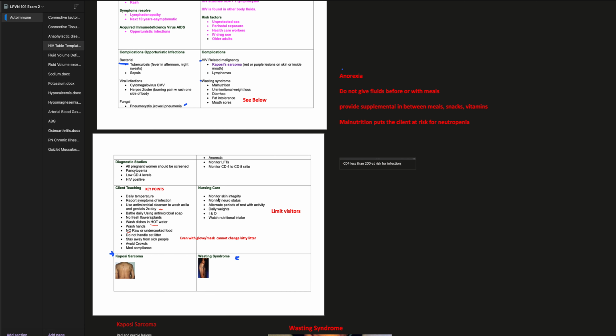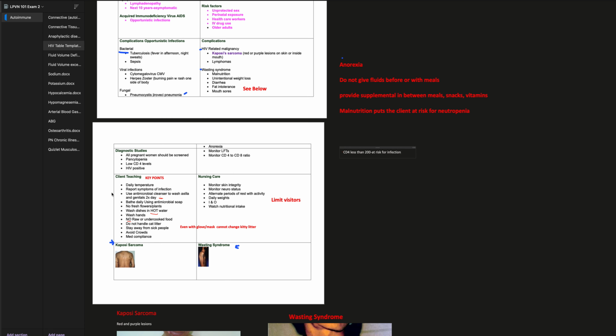Now, you need to know all these teaching points. Super important. You're going to teach them to take a daily temperature, report any signs of infection, and use antimicrobial cleanser to wash their axilla and genitals 2 times a day. You want them to bathe using antimicrobial soap, like what I talked about in the peri-anesthesia lecture before surgery. No fresh flowers or plants allowed in their room, because they carry bugs. No fresh fruit, I already said that.